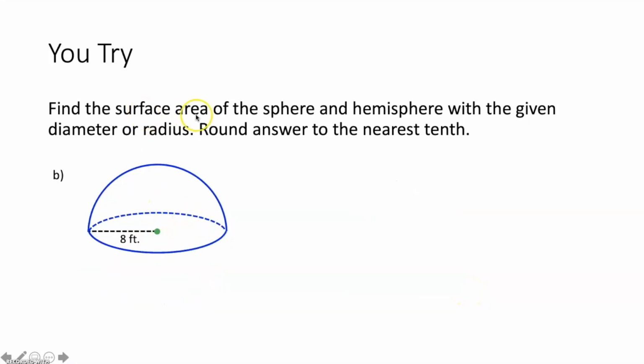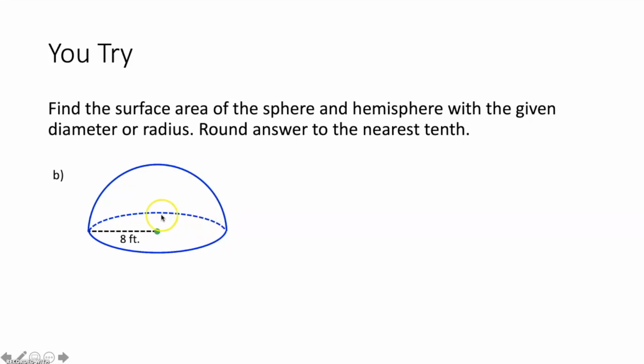Part B, doing the same thing. We want to find the surface area of this hemisphere this time. Okay, so this is where it gets interesting. Remember, to find the surface area of a sphere, the surface area formula is surface area is equal to 4 pi r squared. But in order to find the surface area of a hemisphere, we take half of that surface area of a sphere formula. So it's going to be 1/2 times 4 pi r squared.